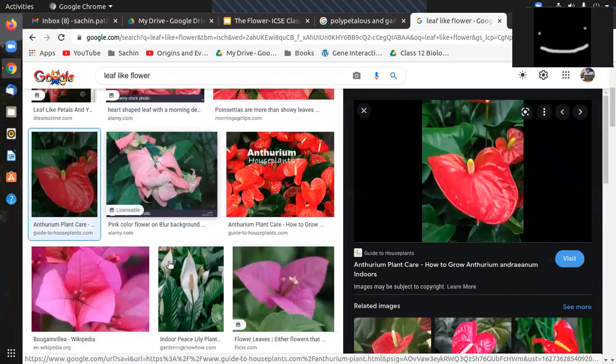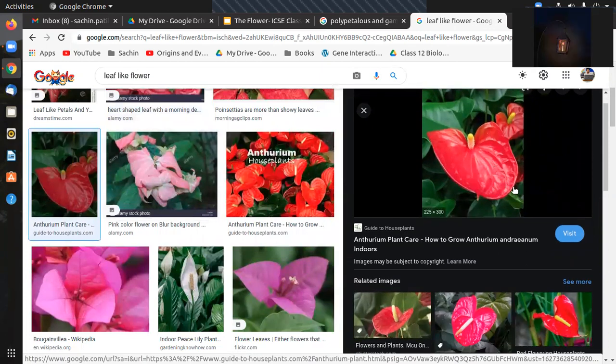Does it have a white flower? Oh yes, I've seen it in school. The petal looks like a leaf.